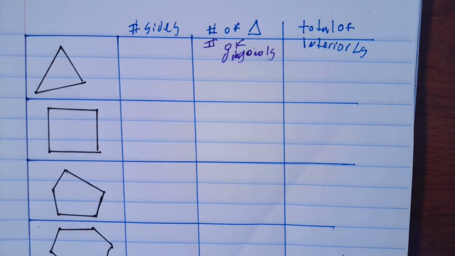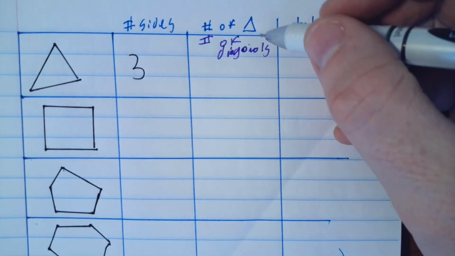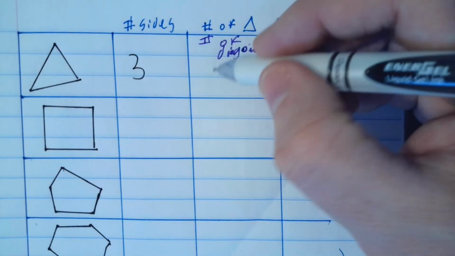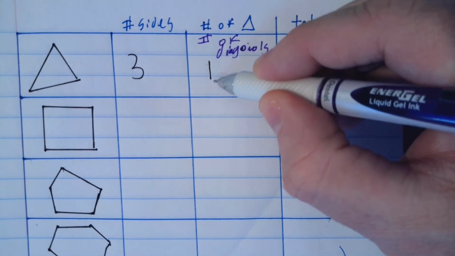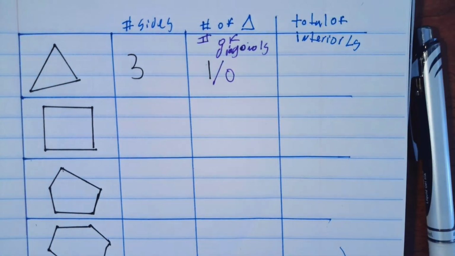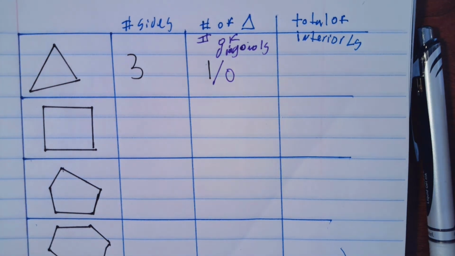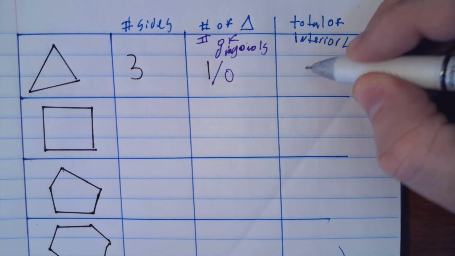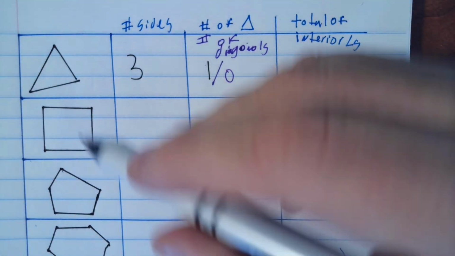All right. So we already did triangles, so I'm going to fill that one out. We know triangles has 3. And number of triangles, well, it's just one triangle. And we didn't talk about diagonals during the triangle chapter, so probably that's going to be 0. Okay, and we'll explain why. Total of interior angles, well, that should be 180, right? Okay, so going on to quadrilaterals.